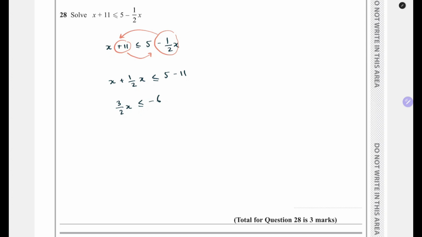Now we can multiply both sides by 2 because we want to take this divide by 2 to the other side. And so that's 3x is less than or equal to minus 6 times 2, so 3x is less than or equal to minus 12. And then finally, we want to divide both sides by 3. And so that's x is less than or equal to minus 12 over 3. x is less than or equal to minus 4. So that is our answer: x is less than or equal to minus 4.